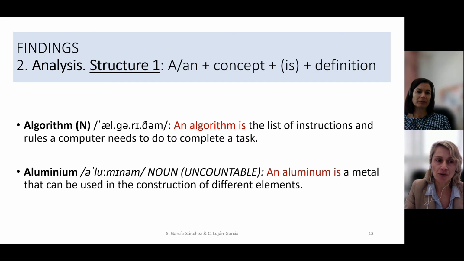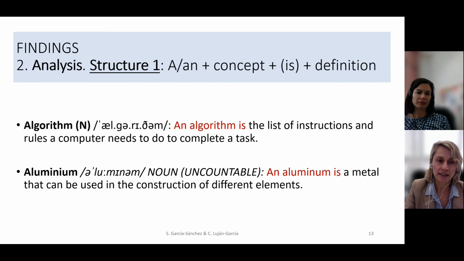Now we wanted to show you some examples for structure number 1. As you can see, for example, the term algorithm is a noun category term. You can see the pronunciation here, and then the definition for structure number 1. An algorithm is the list of instructions and rules of a computer needs to do to complete a task.